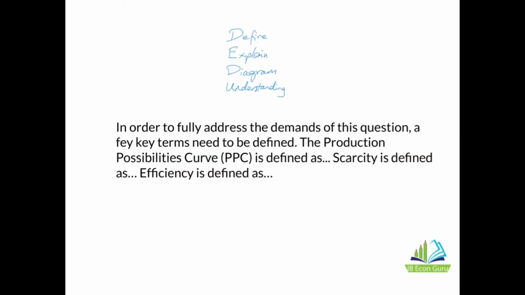So I explained this in a previous video when I talked about how to structure a Paper 1 Part A 10-mark question, and I use this acronym DEDU. D stands for Define Key Terms, E stands for Explain Relevant Economic Theory, D stands for Draw a Diagram, and then the U is basically show that you have understood and that you have addressed the specific demands of the question.